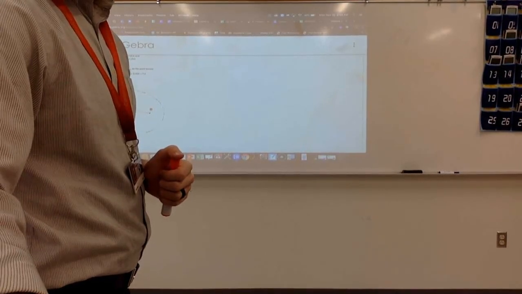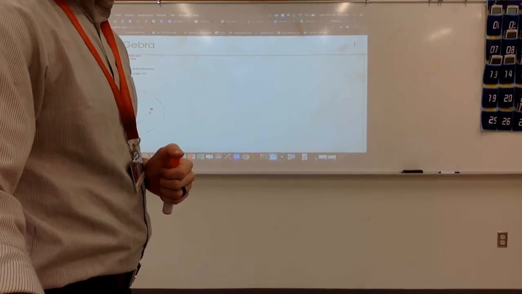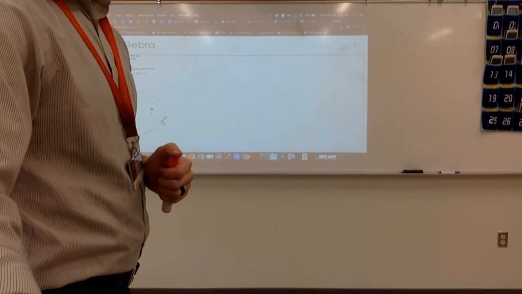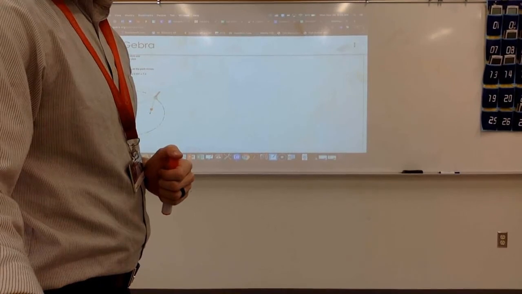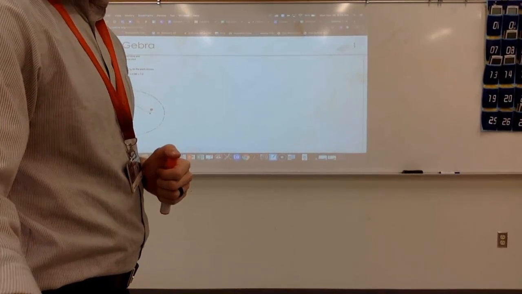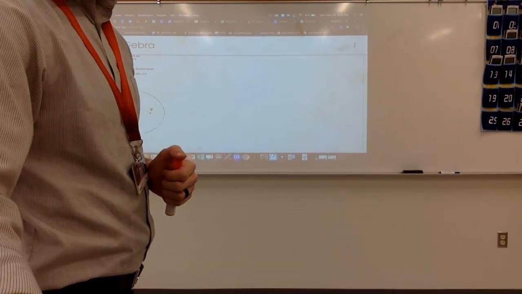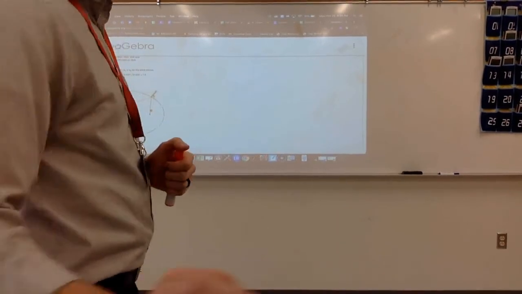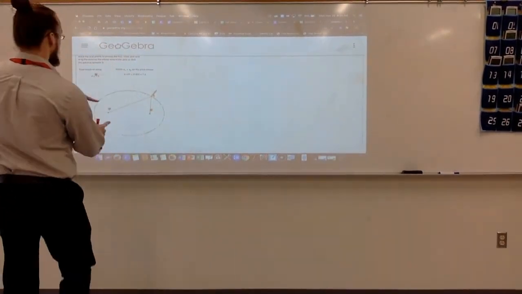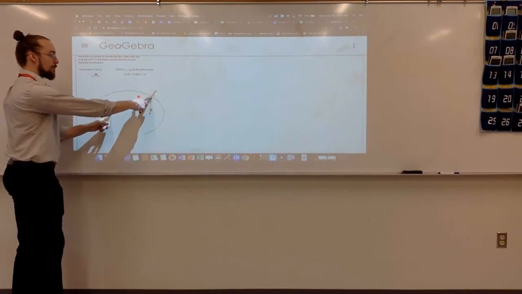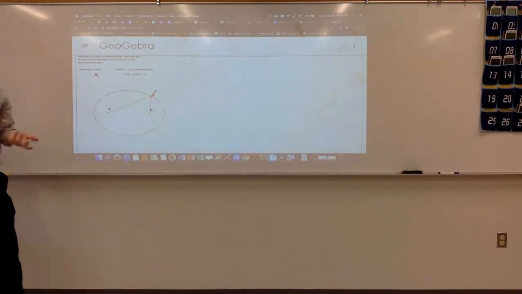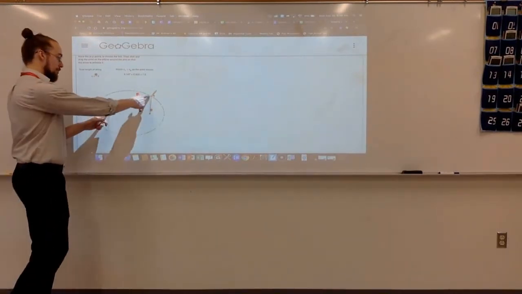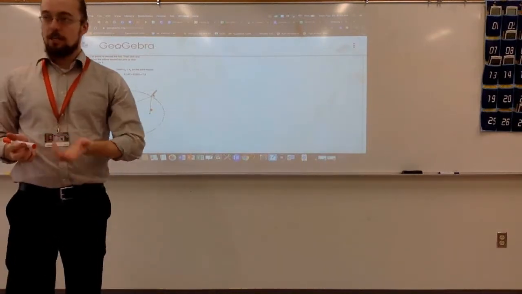Okay, so our definition of an ellipse is the set of all points where the sum of the distances from two fixed points is the same. So no matter what point I'm on this ellipse, if I were to add these two distances together, in this case it'll be 7.5, but that's how we define an ellipse.